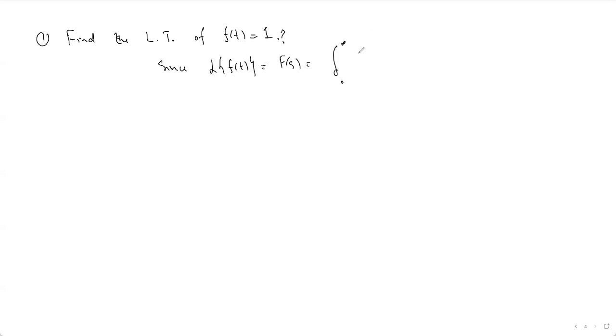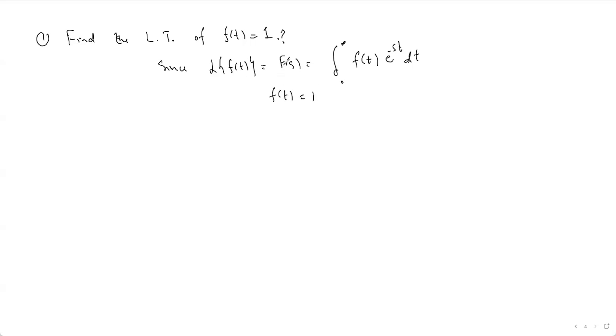I will start with a very simple example. Find the Laplace transform of a function f of t which is equal to some constant value 1. Since you know, as I just said, the Laplace transform of a function f of t, which we denote by f of s, is given by the integral from 0 to infinity of f of t e raised to power minus st dt. Now what is my f of t? Here f of t is 1.